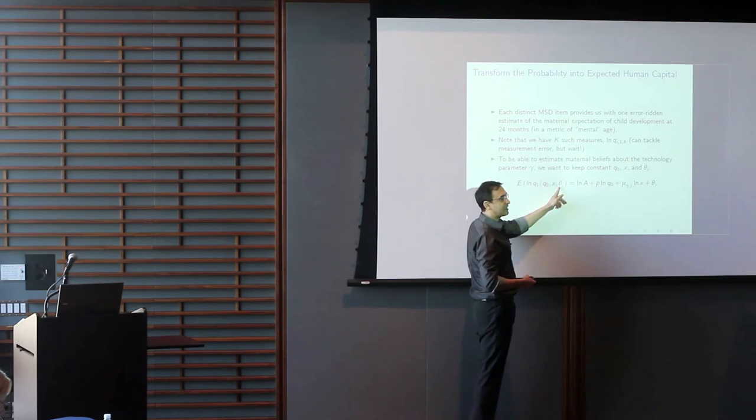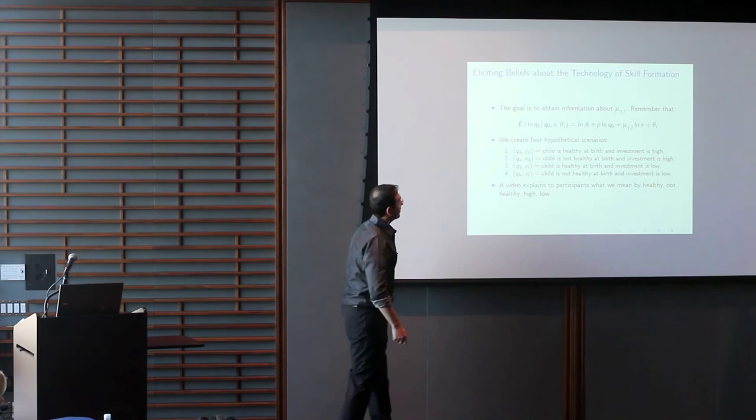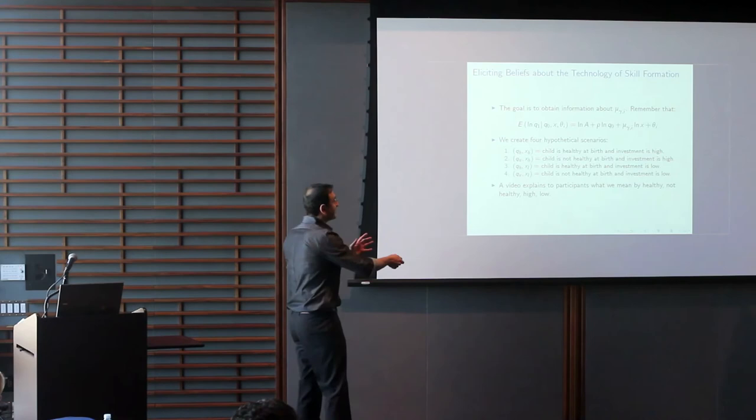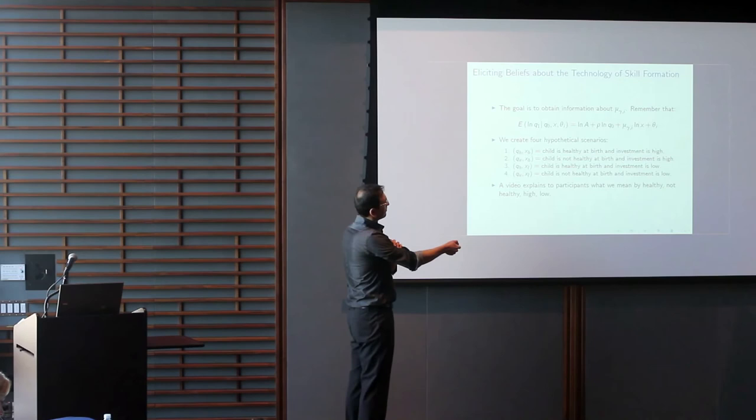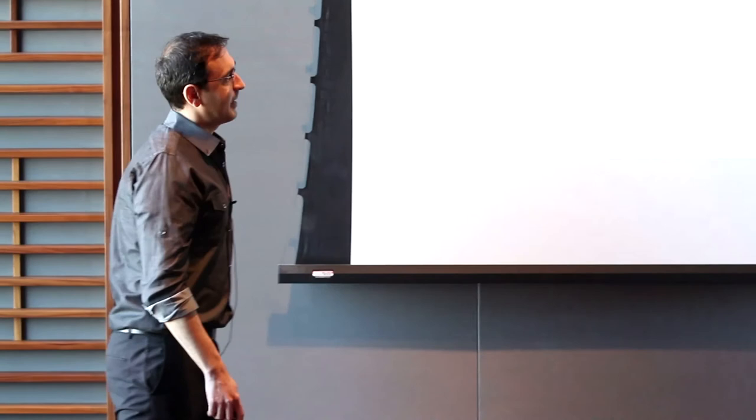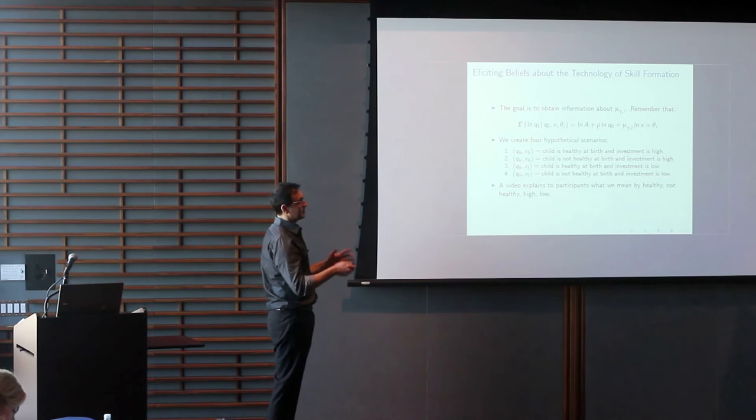Okay, so what are the scenarios that I'm going to do? I'm going to have four scenarios. Different subjects received different parameterizations of these scenarios. One scenario is in which the child is healthy at birth and investment is high. Another one, not healthy, investment high. Healthy, investment is low. Not healthy, investment is low. And there is a video that explains to the participants exactly what we mean by healthy versus not healthy, high investment versus low investment. So we really make sure that whoever is answering an instrument is getting exactly the same information. The video takes about 5 minutes.